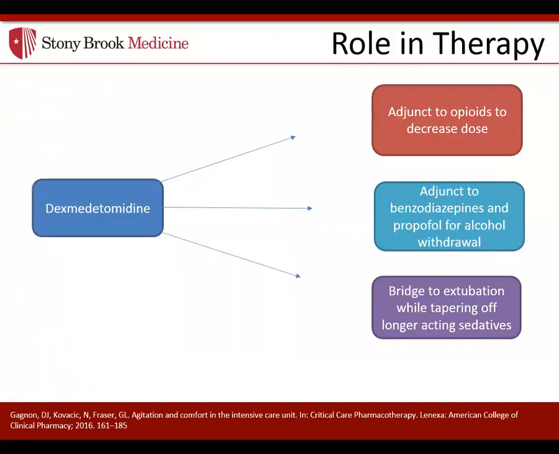Okay, so to summarize dexmedetomidine's role in therapy, it could be used as an adjunct to opioids to help decrease the dose if need be. It's used as an adjunct to benzodiazepines and propofol when used for alcohol withdrawal. And just to be clear, it's used for its calming and symptom management effect, but it does not actually treat the underlying cause of the withdrawal.